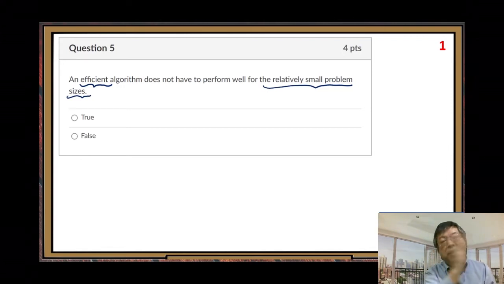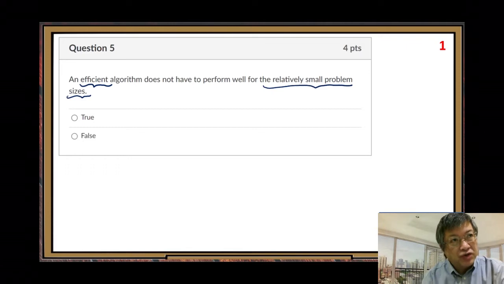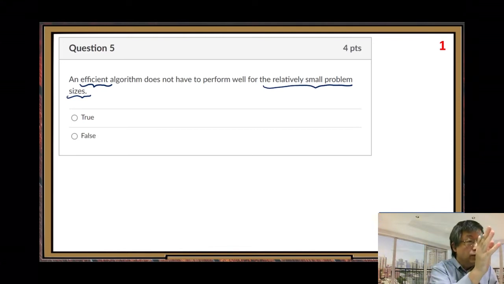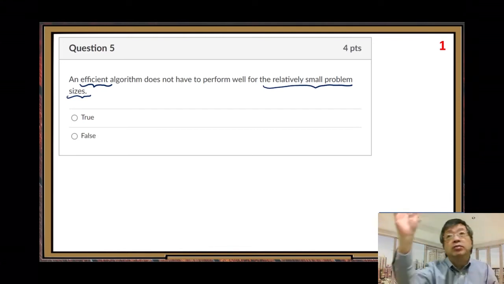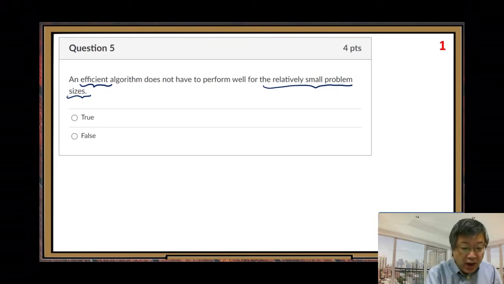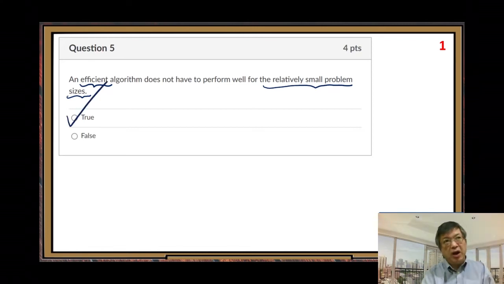Some students may get confused. I noticed several students, when they look at this question, did it based on their intuition. So they thought an efficient algorithm has to do well for all problem sizes. Not necessary. So here the answer is true. Let me explain.